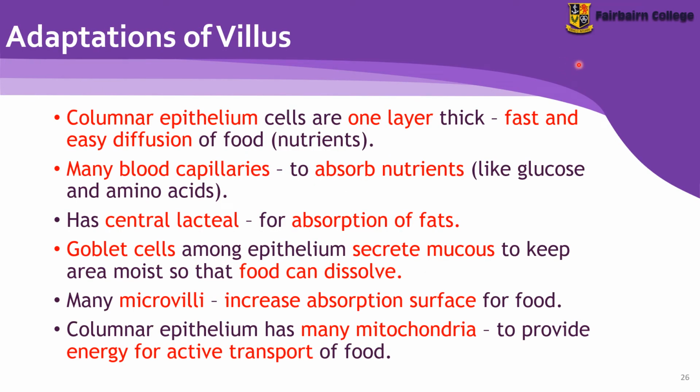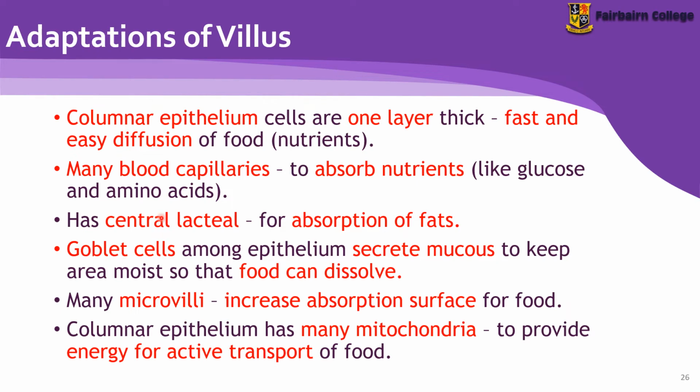So after having looked at the structure of the villus, we can understand how the villus and the small intestine are adapted for efficient absorption of nutrients into the blood. We mentioned that the villus has one layer of columnar epithelial cells for fast and easy diffusion of nutrients into the blood. We saw that there were many blood capillaries within the villus so that nutrients can be absorbed into blood efficiently and quickly. We saw that the villus had a lacteal, which is responsible for the absorption of fats.